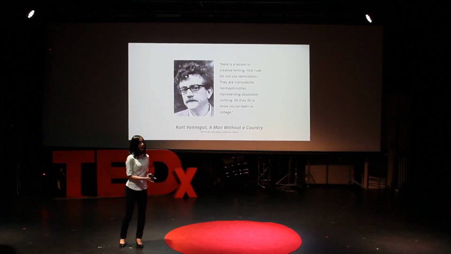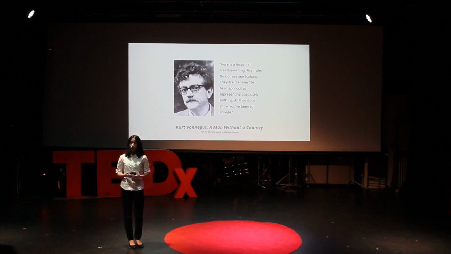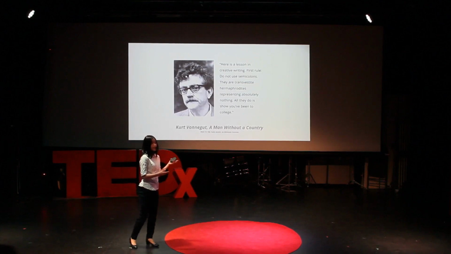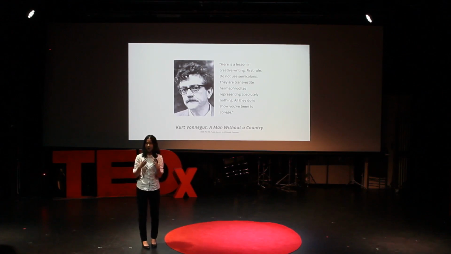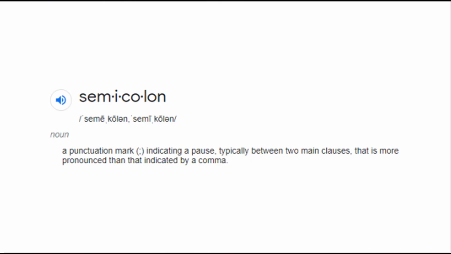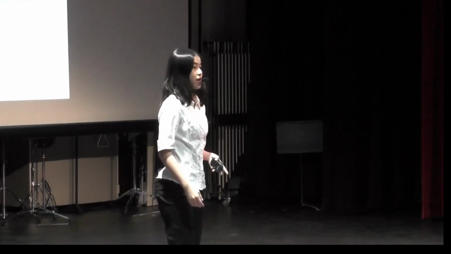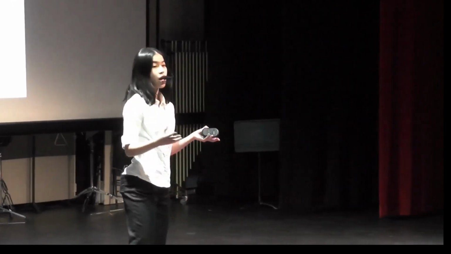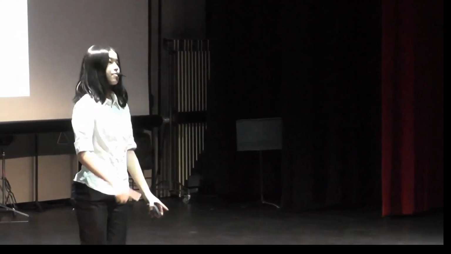But why were people insulting the semicolon in the first place? What did this punctuation tool do to us? So let's go back, once again, to the Google definition of the semicolon. Semicolons are the shades of gray between a period and a comma. They join two sentences together to create one.